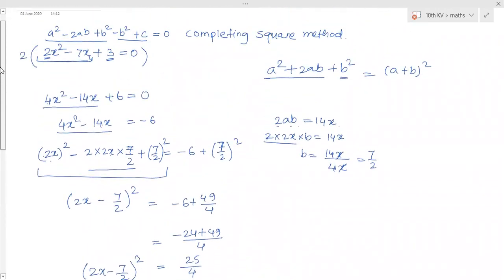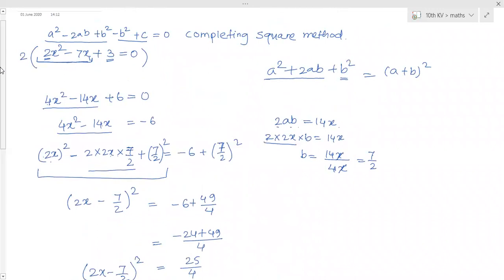Okay. This is a method called the completing square method. Remove it from your syllabus.